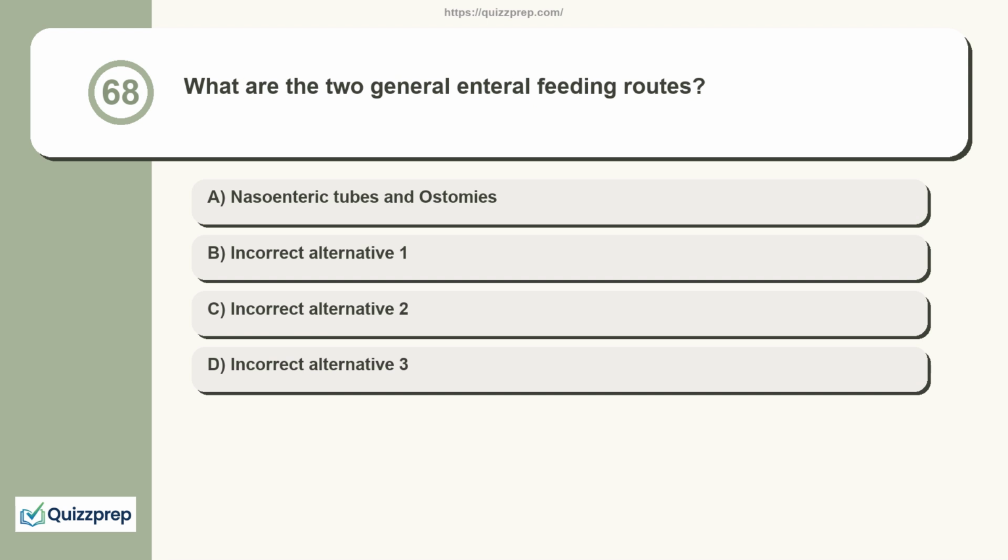Question 68. What are the two general enteral feeding routes? Nasoenteric tubes and ostomies.